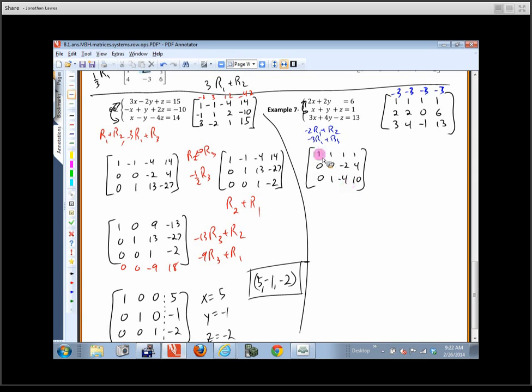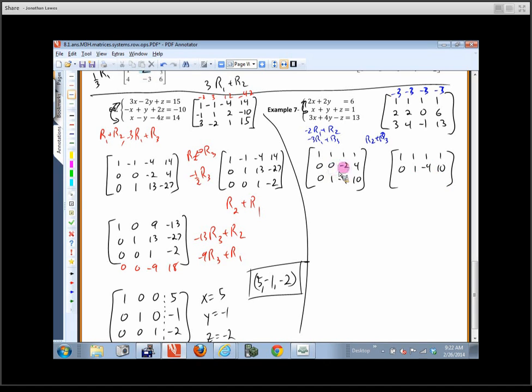In getting goals 2 and 3, I've got a 1 right here, so I can go ahead and interchange those. So I'm going to take row 2 and row 3 and switch those. If I do that, I end up with this: 1, 1, 1, 1. Let's see, this is 0, 1, -4, and 10.